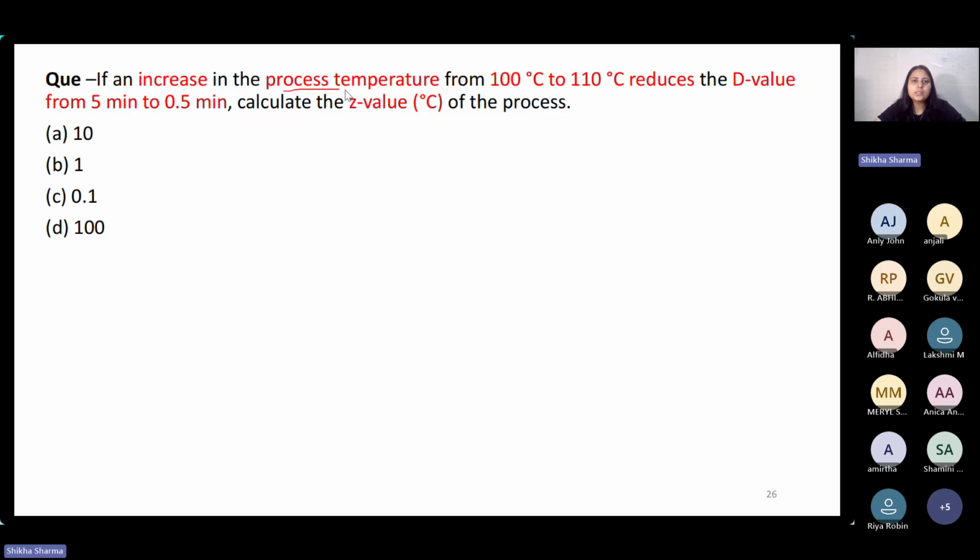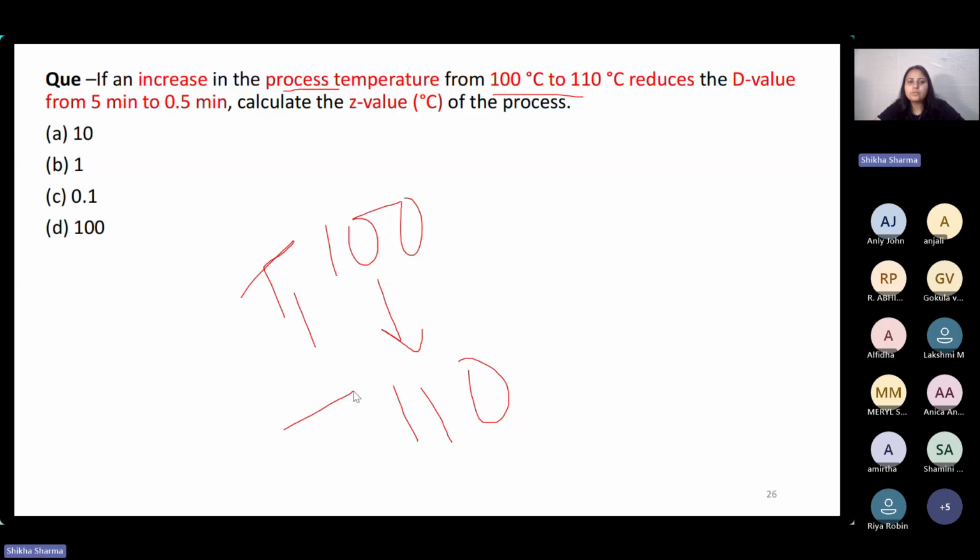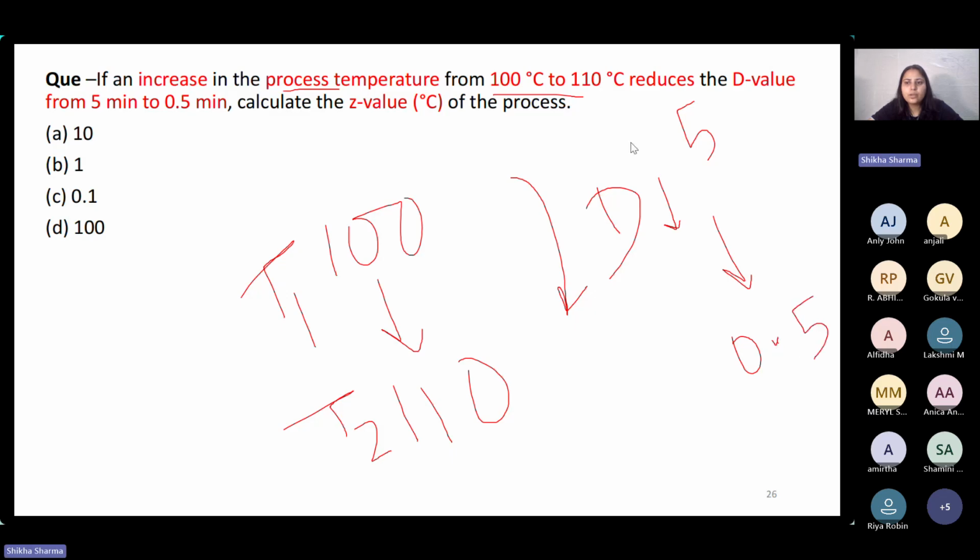If there is an increase in the process temperature from 100 to 110 degrees Celsius, so we are increasing the temperature, which is T1 to T2. So if we are increasing the temperature, the D value, or time to reduce the microbial population for 1 log cycle, will decrease. So it is decreasing from 5 minutes to 0.5 minutes. So we have D1, which is 5 minutes, and D2 is 0.5 minutes. So we need to calculate here the Z value.